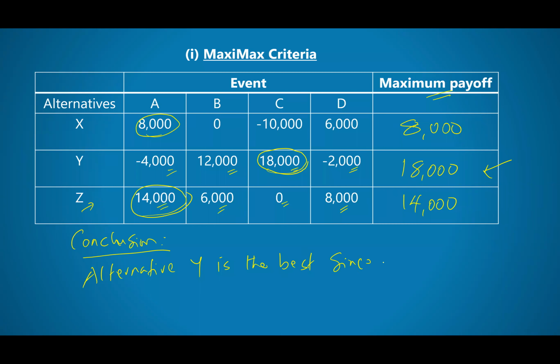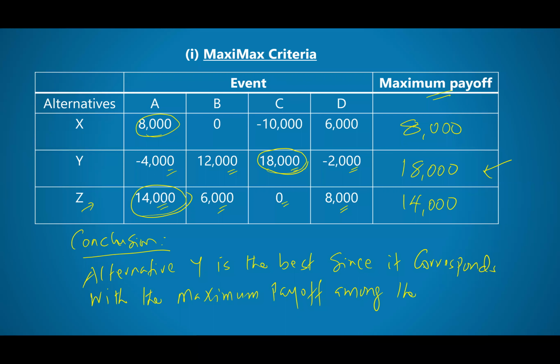since it corresponds with the maximum payoff among the maximum. Maximum of the maximum. So what we are going to do, we are going to put this in our books. And then we move to the next criterion. Let me know if you have any question. This is the question itself, though you still get it from the slide.